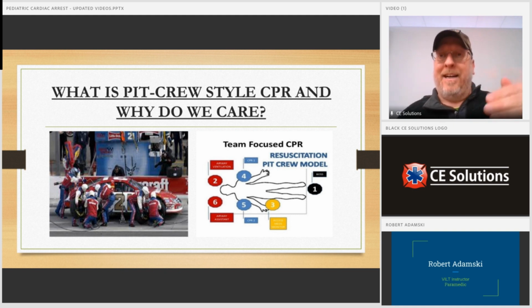All right. That communicated back to the leader closes that loop and ensures that you have closed loop communication, which results in the most effective CPR possible. All right. So again, the three important components of pit crew style CPR is that you have a leader, everybody has a role and understands their role, and they're trained in that role. And then 3, everybody utilizes closed loop communication.